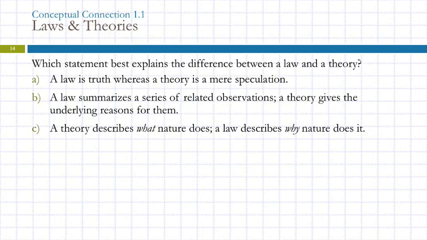So one thing I want you to be able to do is to identify a statement as being either a theory or a law. A question like this: which statement best explains the difference between a law and a theory? A, a law is truth, whereas a theory is a mere speculation. B, a law summarizes a series of related observations; a theory gives the underlying reasons for them. C, a theory describes what nature does; a law describes why nature does it. Now, those all sound pretty fancy, right, and scientific. What's the correct answer?